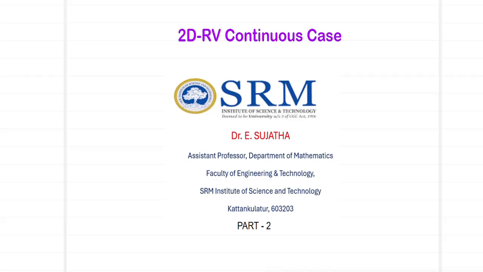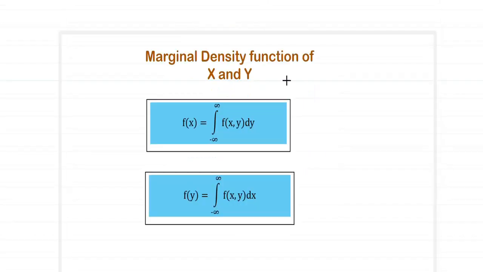Hello everyone, welcome to the second video on two-dimensional random variables in the continuous case. This video will concentrate on estimating the value of a marginal density function of the random variables x and y from the joint PDF f of x comma y. We will recollect the formula required.